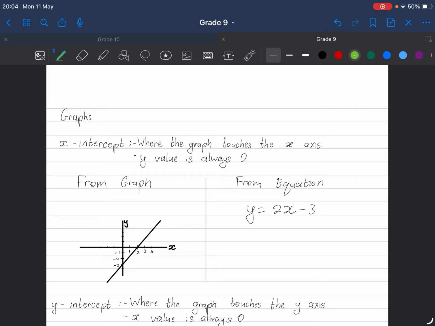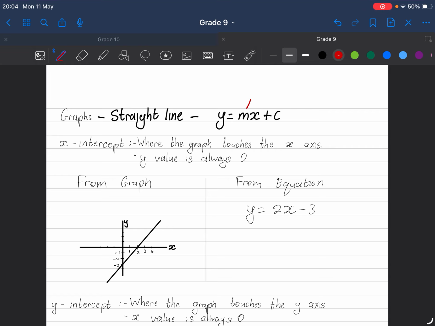This video focuses on functions, but specifically x-intercepts, y-intercepts, gradients, and how to find them, as well as how to find the equation of a straight line graph. So there's different types of graphs, but the first one we're talking about now is a straight line graph, and it's given by the equation y is equal to mx plus c.